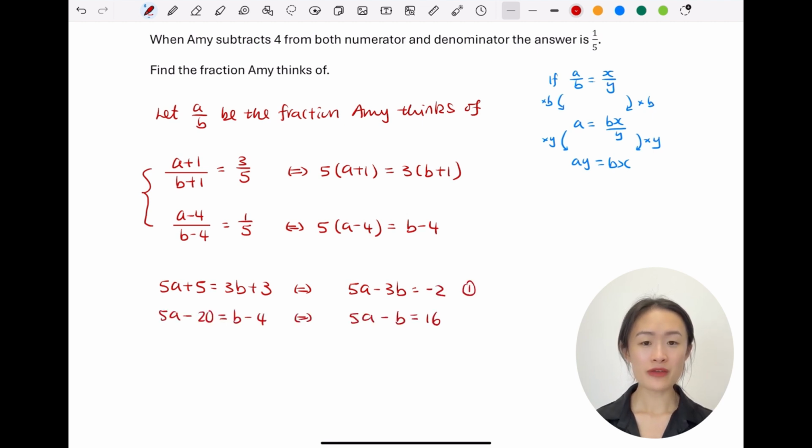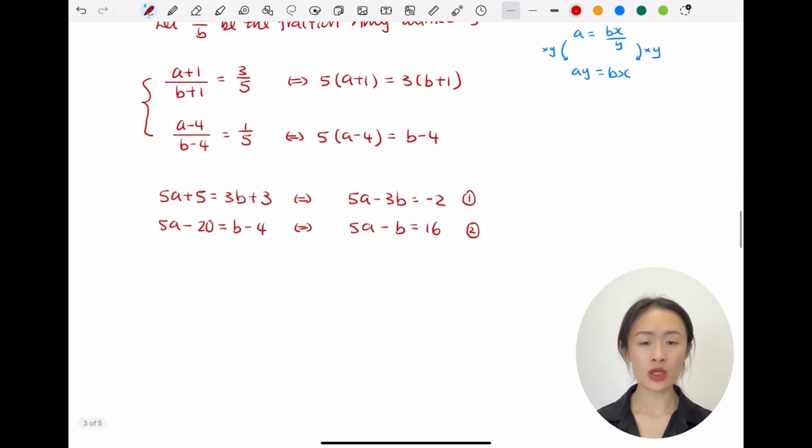As we can see, we have 5a in both equations. So what we can do is to do 2 take away 1. Now, if you wanted to do 1 take away 2, you will end up with the same answer. But the reason why I go for 2 take away 1 is because then that will leave us with a positive value. -b take away -3b, that is 2b. 16 take away -2 is 18. So 2b is 18, b is going to be 9.